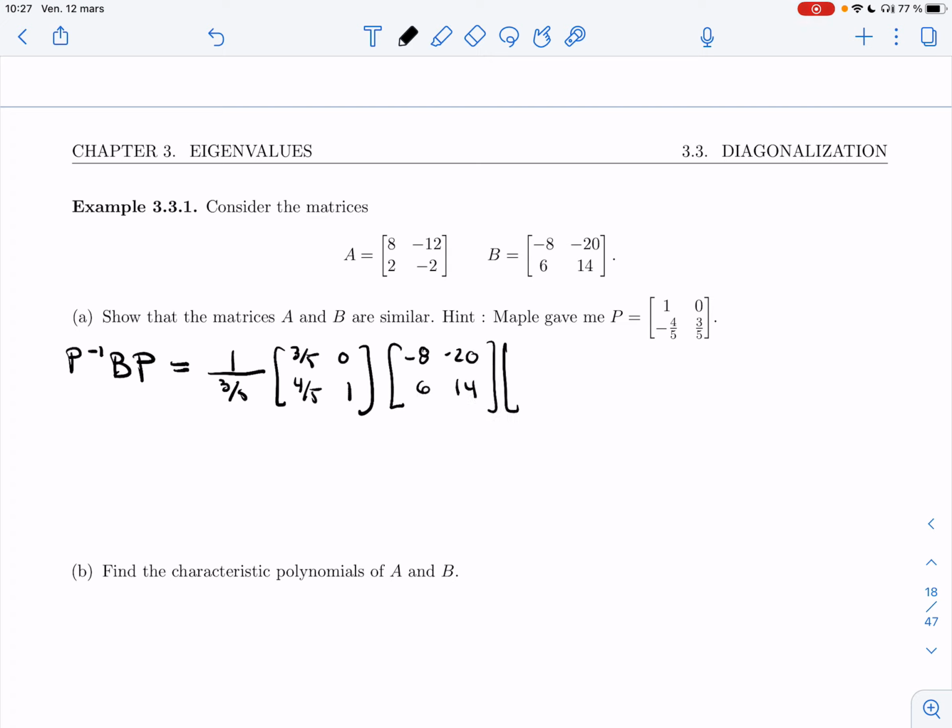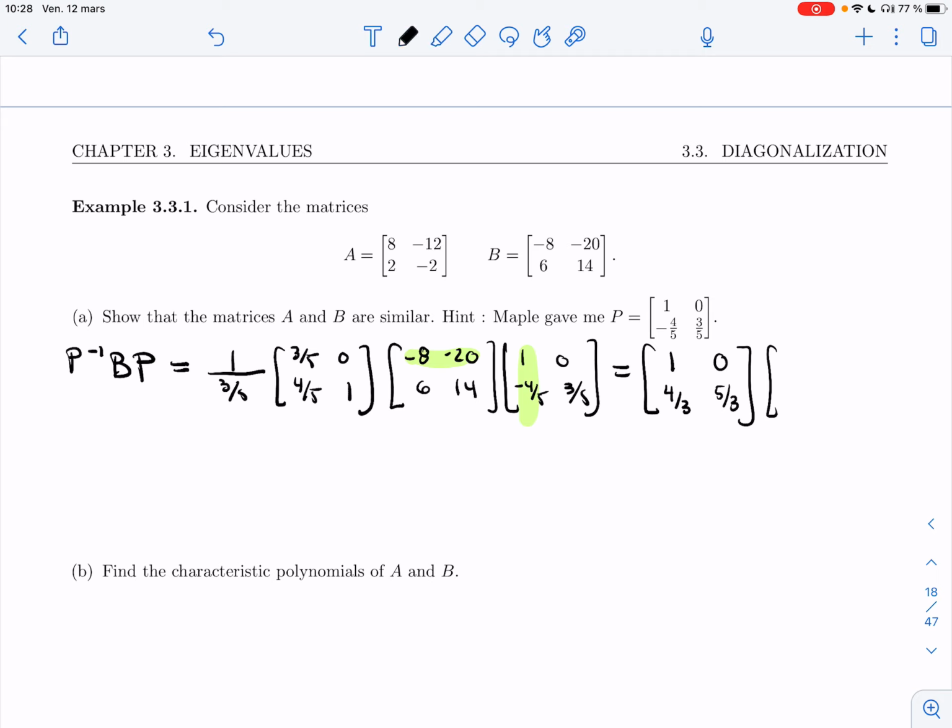And then by P again. Well, I guess not again. It was P inverse before. All right, so let me simplify P inverse. That's going to give you 1, 0, 4/3, 5/3. And then let me multiply these right here.